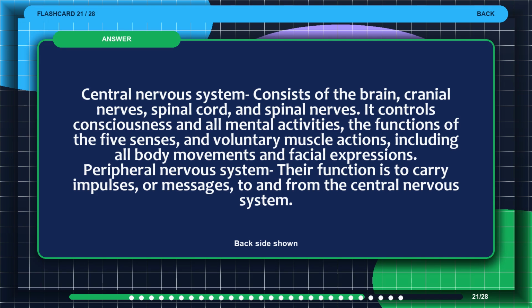The answer is: central nervous system consists of the brain, cranial nerves, spinal cord, and spinal nerves. It controls consciousness and all mental activities, the functions of the five senses, and voluntary muscle actions, including all body movements and facial expressions. Peripheral nervous system. Their function is to carry impulses, or messages, to and from the central nervous system.